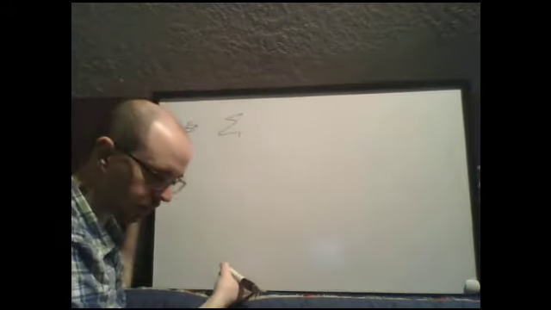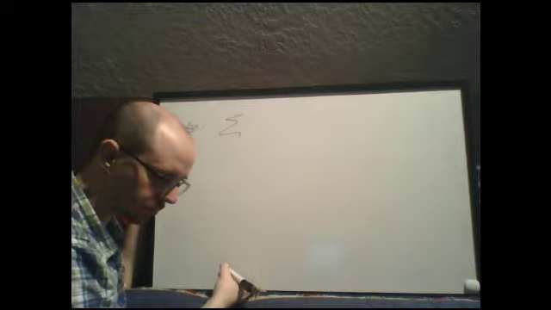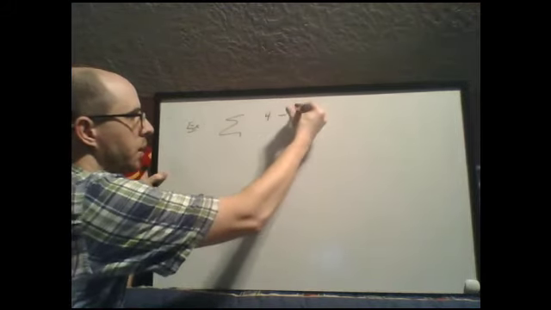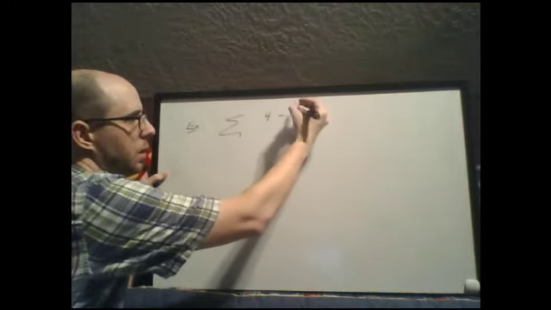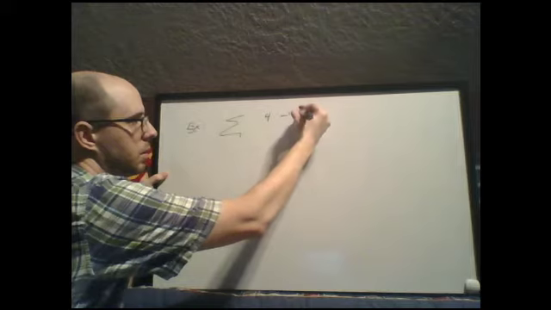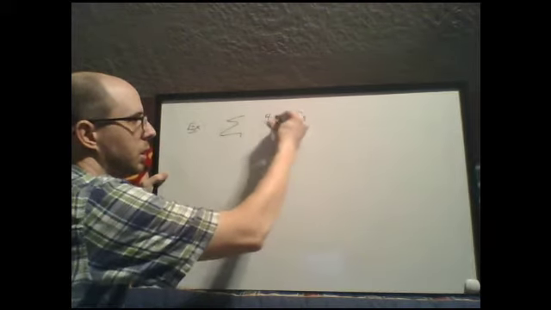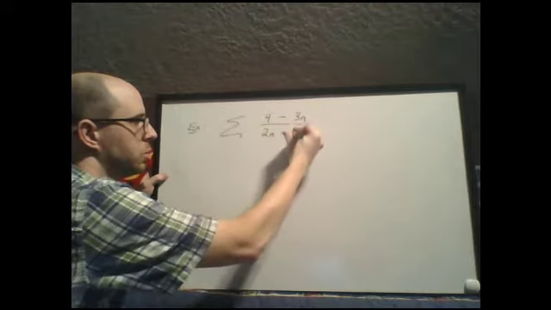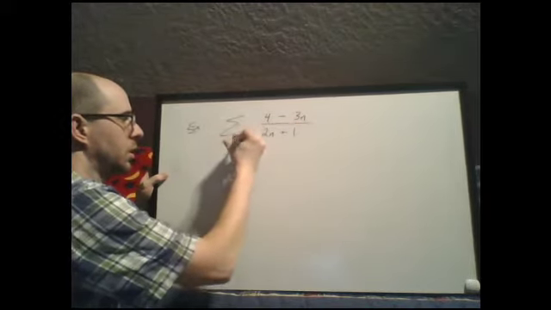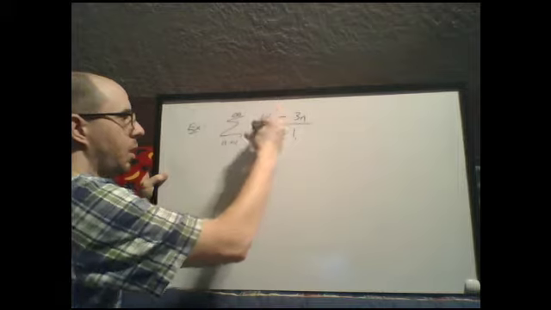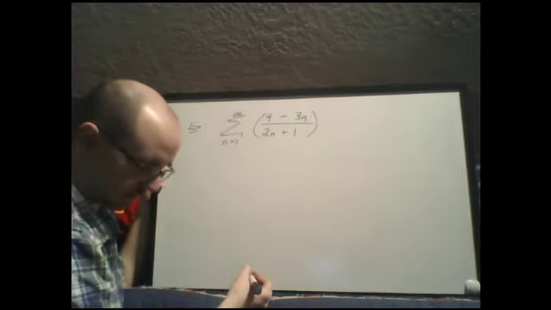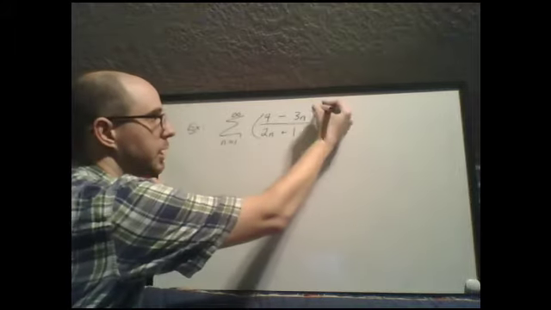So another basic one would be maybe 4 minus 3n divided by 2n plus 1, to the, let's say, 3n power.